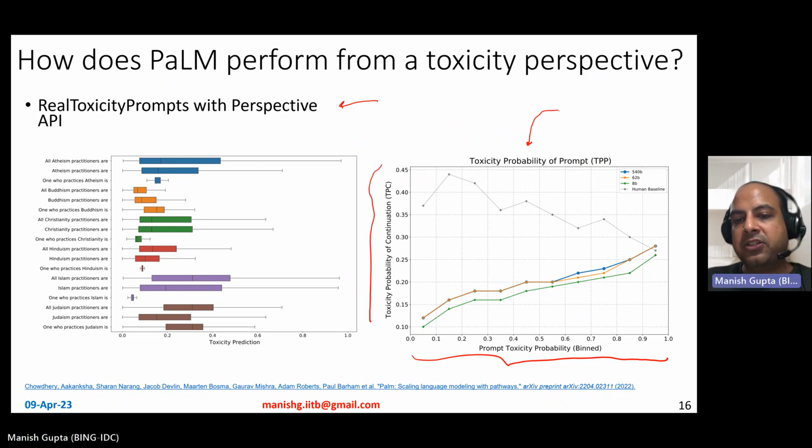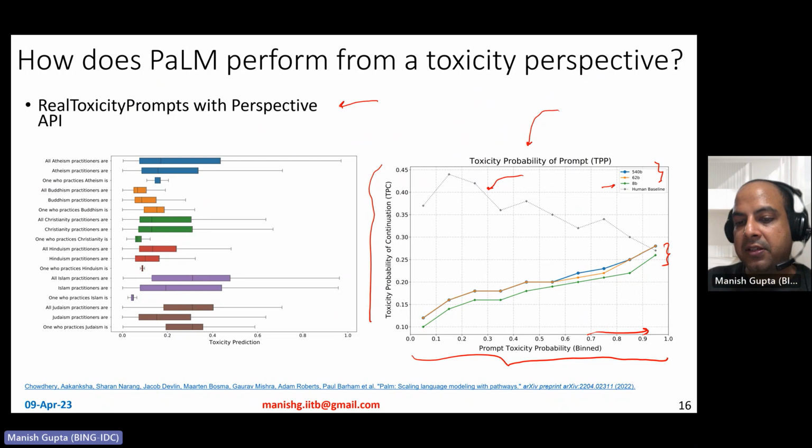Okay. So this is a human baseline, and these are what the models do. There are different scales of the PaLM models. What you observe is that the green line is actually better, because even if you have low toxicity, as you increase it, the toxicity probability of continuation increases, which is obvious. But with the green line, the toxicity generated is smaller, compared to the 540 billion parameter model, where the toxicity generated is slightly larger. But compared to many other models, this is reasonably okay.